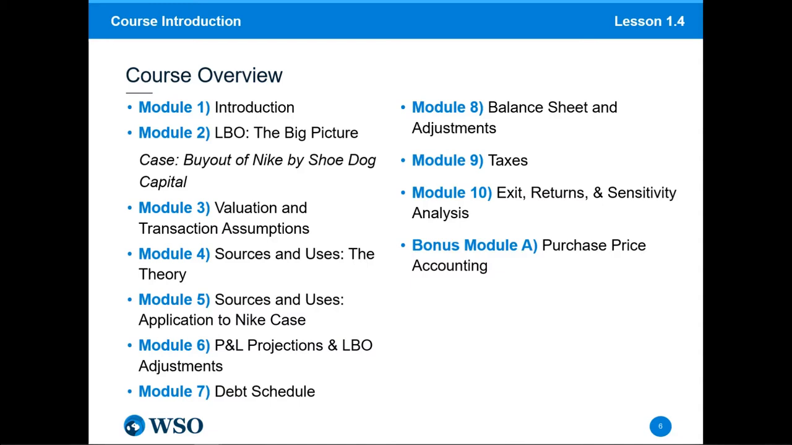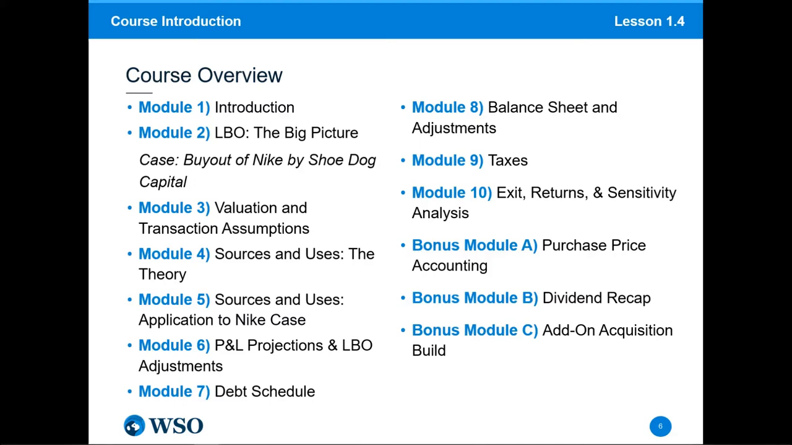So bonus module A will be purchase price accounting, walking through PP&E and intangible write-ups, so getting more in the weeds on those concepts. Bonus module B, I actually think is pretty important since a lot of PE firms do engage in dividend recaps. We build out a very robust, very dynamic dividend recap that can toggle across multiple years in the model. This is a nice one to learn if you guys want to go a little above and beyond here.